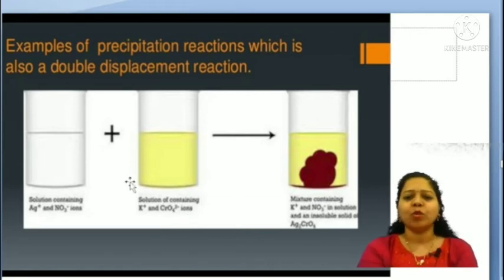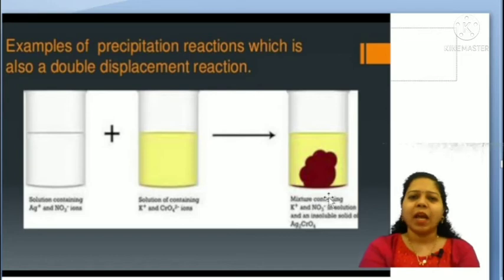After the reaction of both, we get a mixture containing K+ and NO3- in solution and an insoluble solid, Ag2CrO4, which is silver chromate. The precipitate of silver chromate is formed here, and that's why we say this is an example of a precipitation reaction. And in this two displacements occur, that's why this is also an example of double displacement.